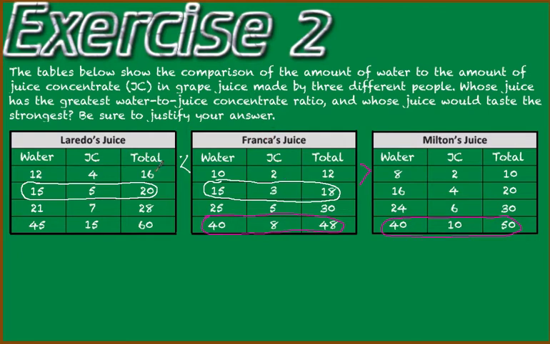So since Franca is using more water than Laredo and more water than Milton, we know that the greatest water to juice concentrate ratio is going to be Franca. She's first.